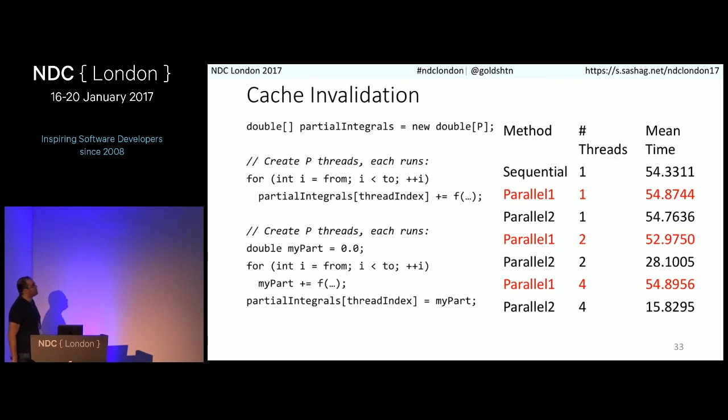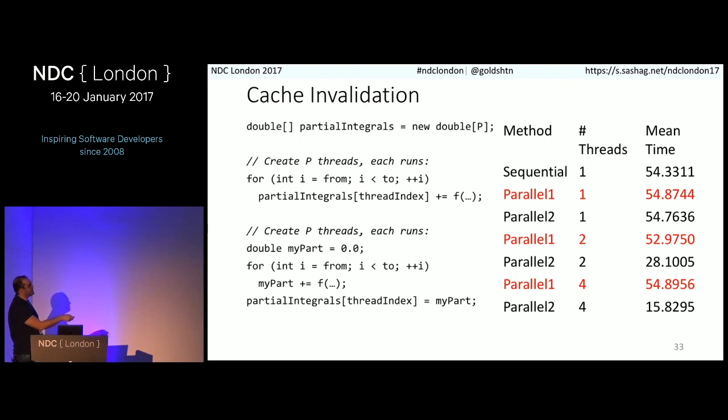The speed difference is pretty crazy, especially when you add many threads to the mix. The key result to see here are the red lines. This is the first version as you increase the number of threads. So you have one thread, it runs in 54 units. You have two threads, it runs in 53 units. You have four threads, it runs in 55 units. It's not getting faster as you add more threads.